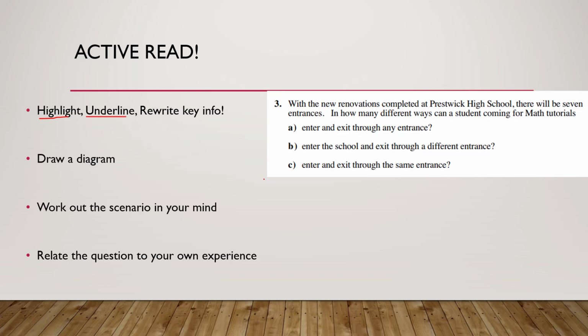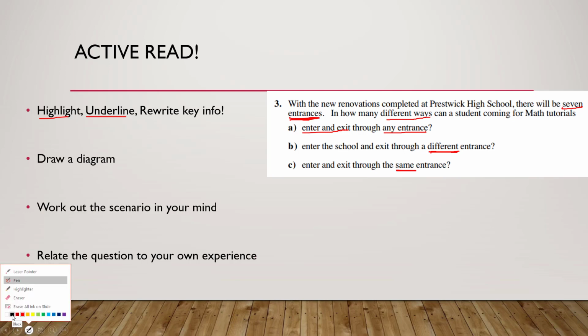Example from lesson 1. New renovations completed at Prestwick High School. There will be 7 entrances. I know that's going to be important. It's one of my numbers. In how many different ways can a student coming from math tutorial enter and exit any entrance? And then for B, we've got different entrance. That's the key difference in part B. And then part C, it has to be the same entrance. So figuring out what the keys are.